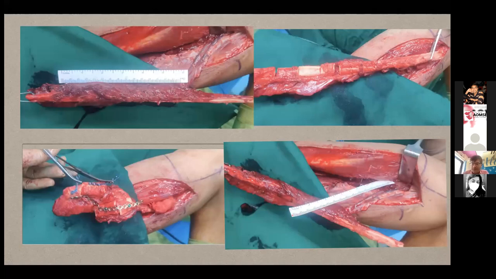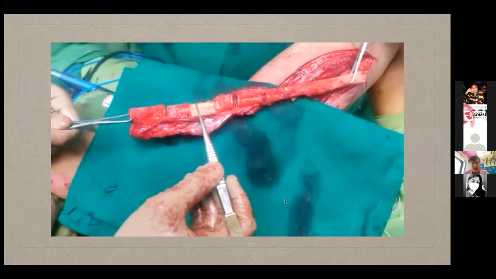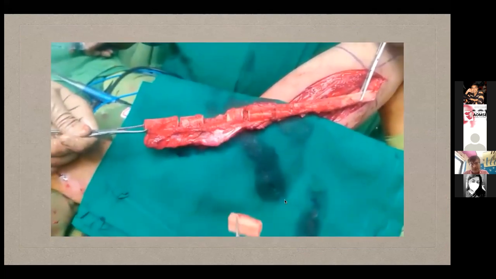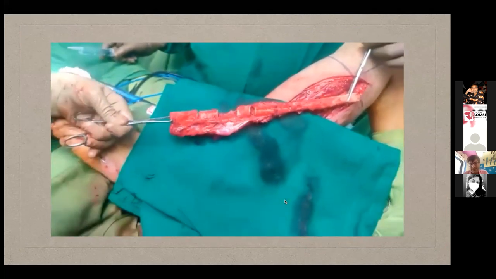That means it is still viable. There is no defect. There is no damage to the pedicle. So once that is done and confirmed, this is a short video just to show that the middle segment was removed. So this middle segment is removed and the pedicle keeps traveling behind the fibula bone.